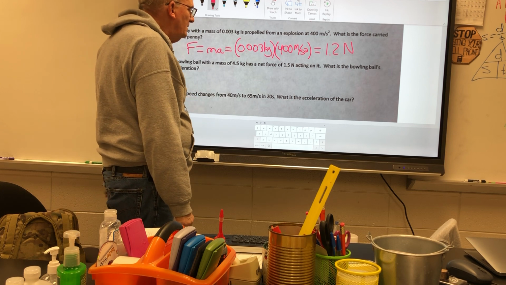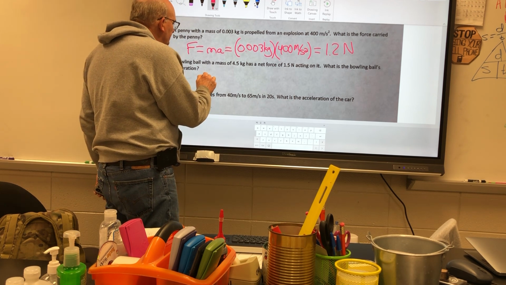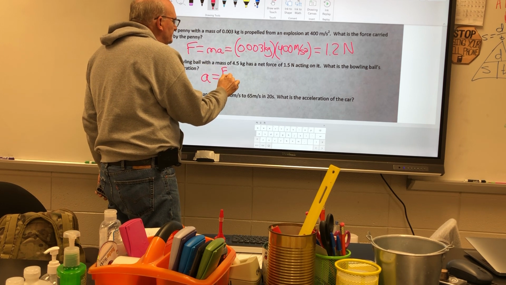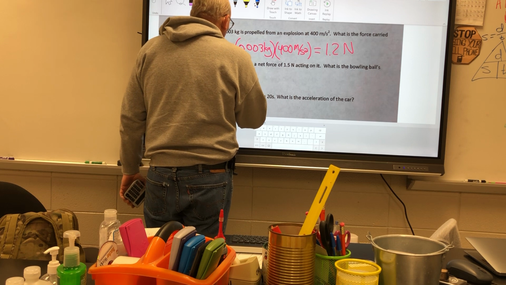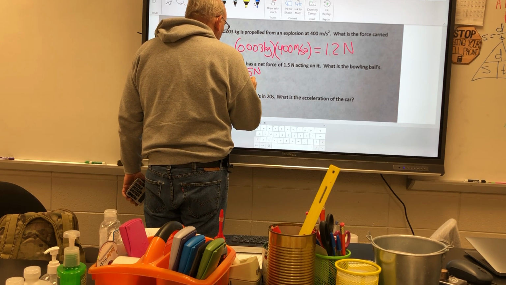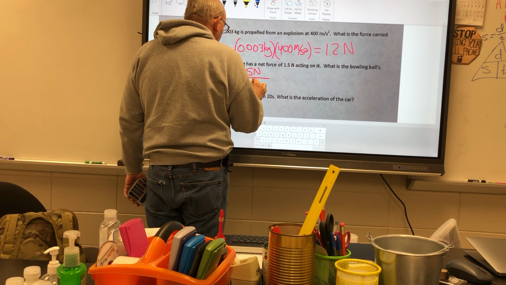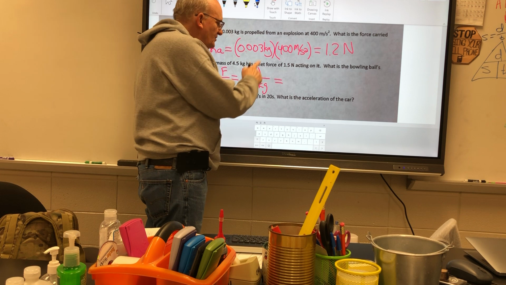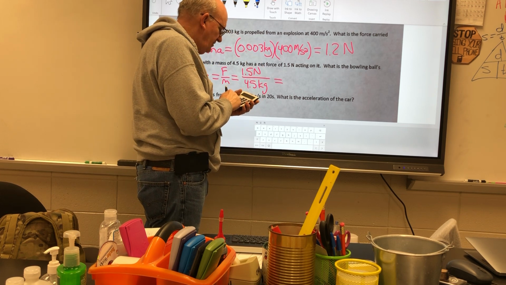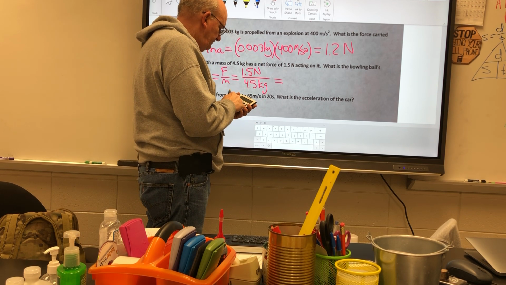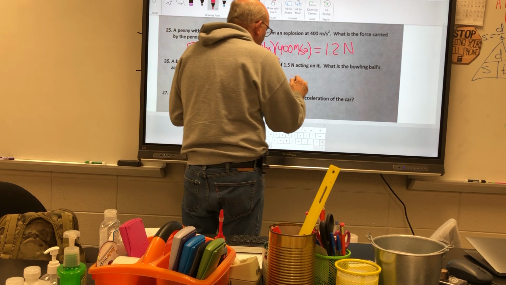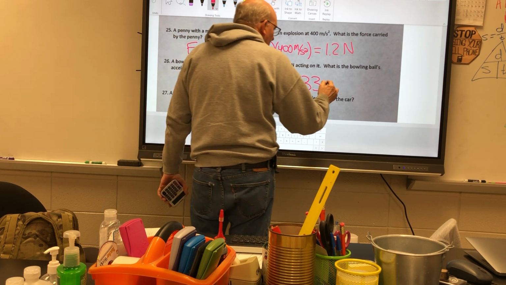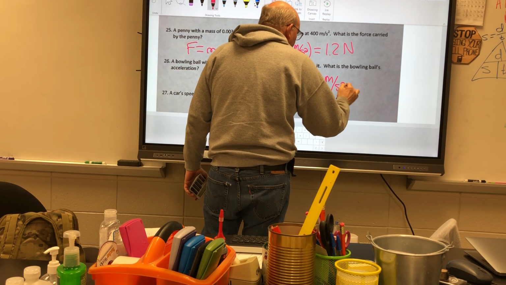Here they want to know the acceleration. So acceleration is going to be equal to force divided by mass. The force in this case is 1.5 newtons, and divide by the mass of 4.5 kilograms. Since a newton is a kilogram meter per second squared, the kilograms cancel out and you're left with meters per second squared. The number that goes with that is 0.33. Just round off to 2 decimal places. The units are meters per second squared.